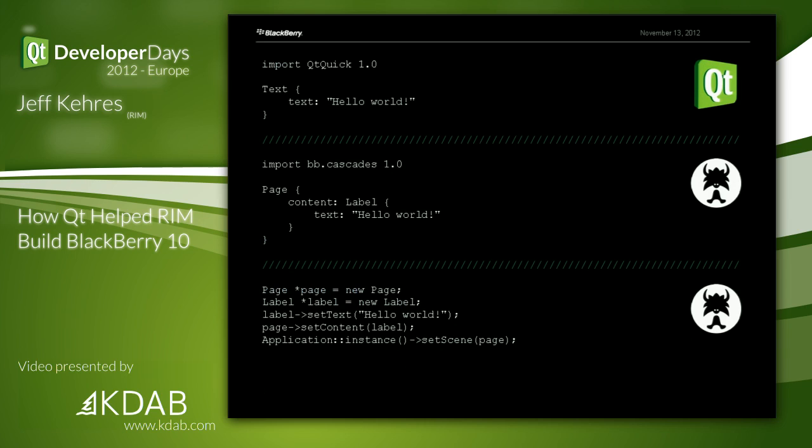So if you want to see what the QML looks like, at the top is Hello World in QtQuick. In the center section there is Hello World with Cascades. And in the bottom is Hello World with the C++ APIs, or the C++ version of the same Cascades UI.